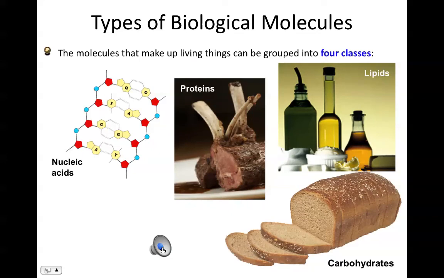Now, in some of the following PowerPoints, we will go over in more detail the four major biochemical groups of biological molecules: the nucleic acids, proteins, lipids, and carbohydrates. But for these few slides, we're simply going to get the introductory information first.